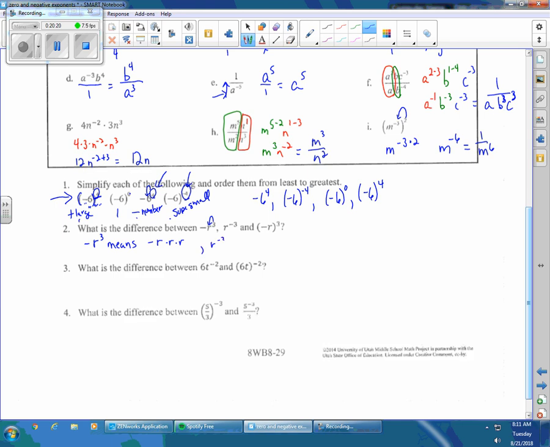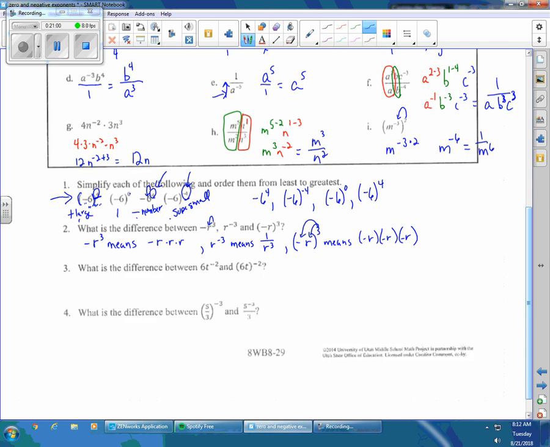R to the negative third means 1 over r to the positive third, or a number that's positive, greater than 0, but less than 1. And then negative r in parentheses raised to the third, that means this 3 is going to hit both the negative sign and the r, so this means negative r times negative r times negative r. So that's the difference between those 3 expressions. So if you think that parentheses don't count, that's not true.